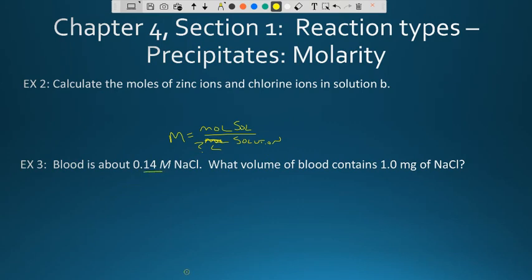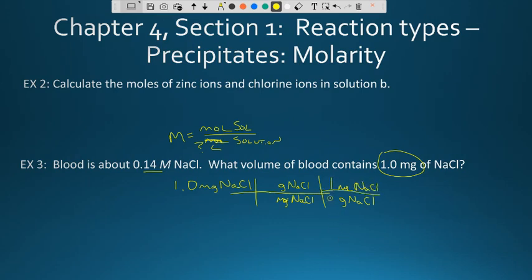I'm given this, and I've got 1.0 milligrams of sodium chloride. Now be careful here because it's milligrams, not grams. So let's deal with the components in here. Let's deal with my milligrams of sodium chloride. Let's get it into grams of sodium chloride. Then I can go from grams of sodium chloride into moles of sodium chloride. Okay, 1 mole ends up being 58.5, 23 plus 58.5.